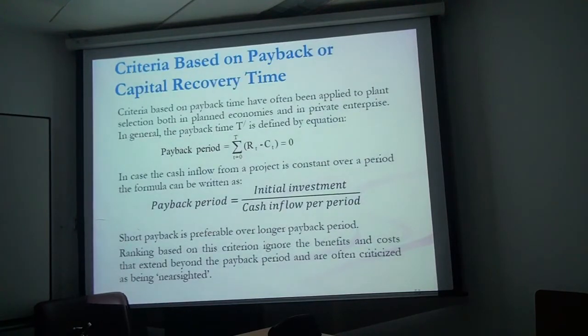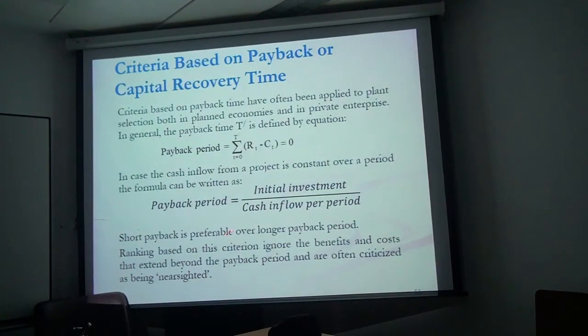The next is the payback period, and we have the simple payback period and the discounted payback period. The simple payback period is when the revenues minus cost becomes equal to 0. That time, T prime, is your payback period. The same can be found easily if the cash inflows per period are the same: initial investment divided by cash inflows per period equals the payback period. As you can see, there is no time value of money concept here. This is a simple payback period.